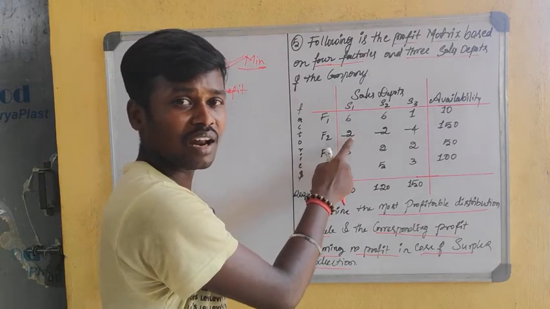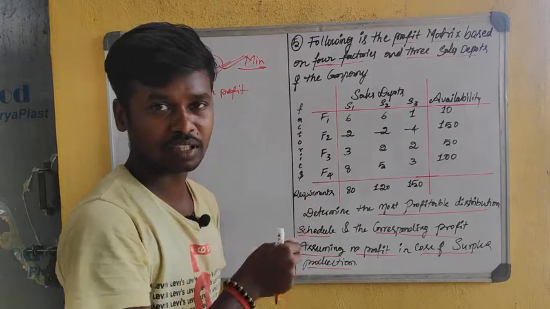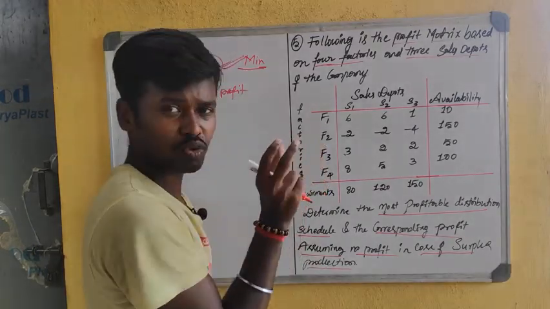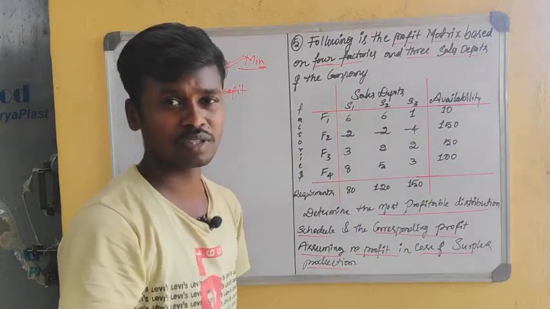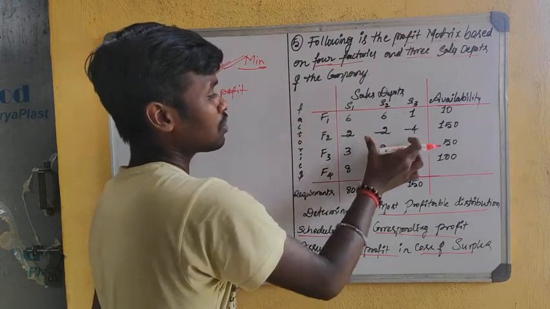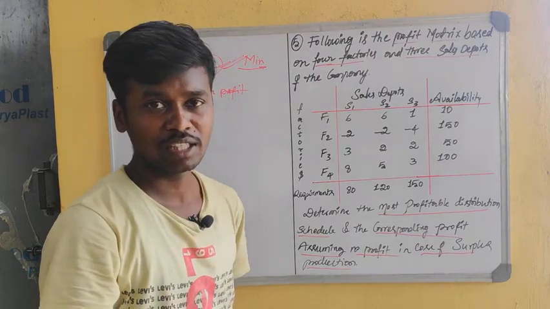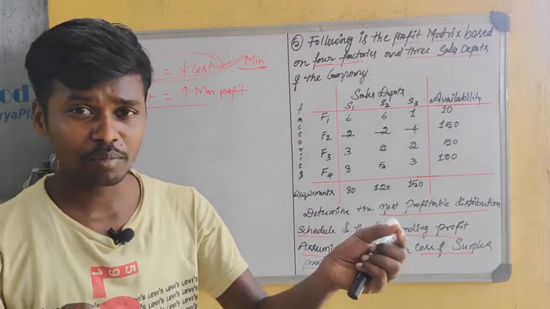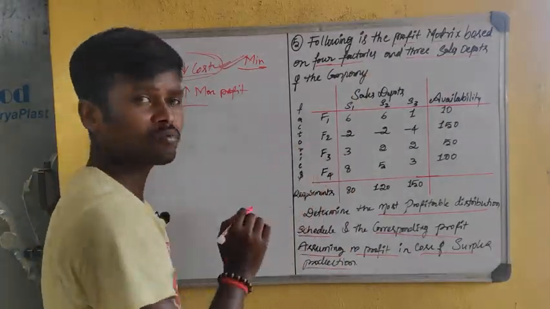Factory 2 supplies some of its quantity to sales depot 1 at a loss of 2 rupees, that is, it is supplying at a loss. Similarly factory 2 supplies some of its quantity to sales depot 2 at a loss of 2 rupees. So the following is the profit matrix. This matrix is completely related to the profit information. Hence the objective of the organization is to maximize the profit.